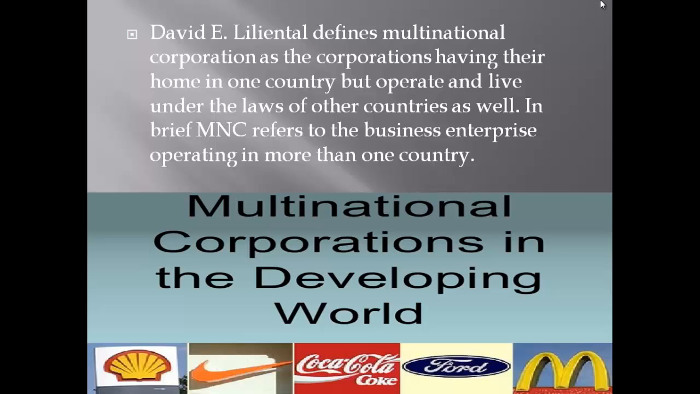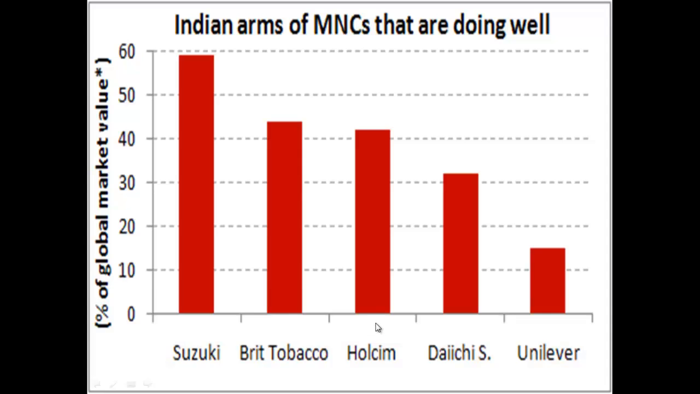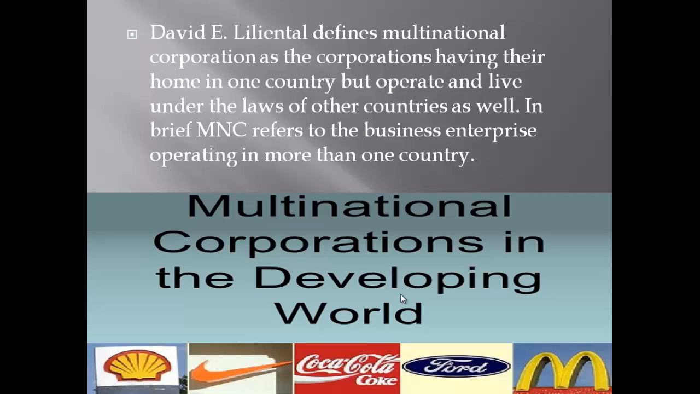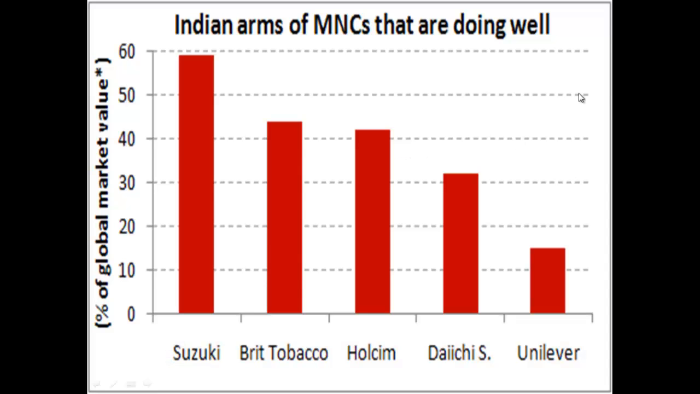Multinational corporations in the developing world: we have so many brands that you can just recognize by the symbol. The first one is Shell, known for providing quality fuel. Then Nike, into footwear and sports shoes. Then of course Coca-Cola, and then Ford, which is into manufacturing cars, that is automotives. And then the big M, I'm loving it, McDonald's. Of course, various MNCs are doing well in India, as you can understand from the graph, some of these multinational companies.